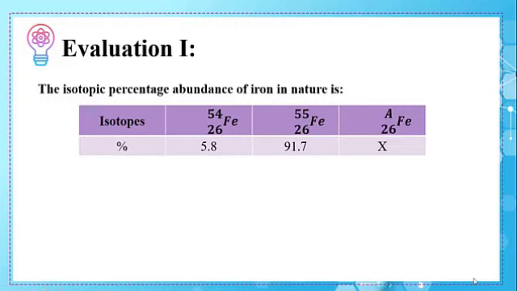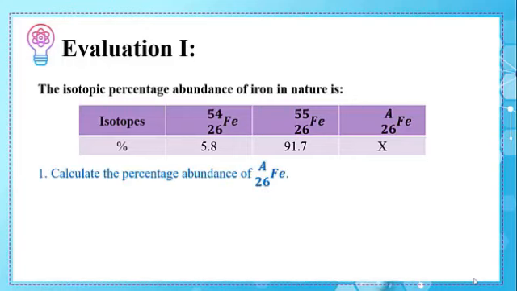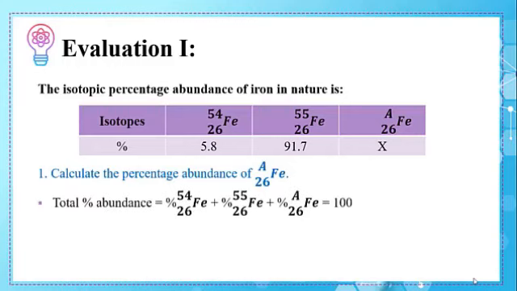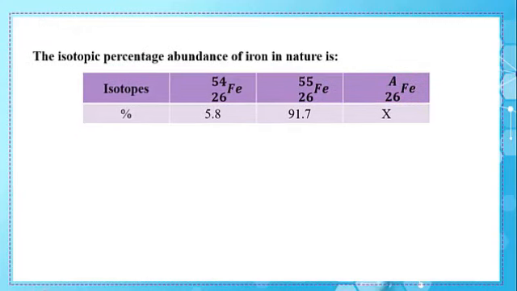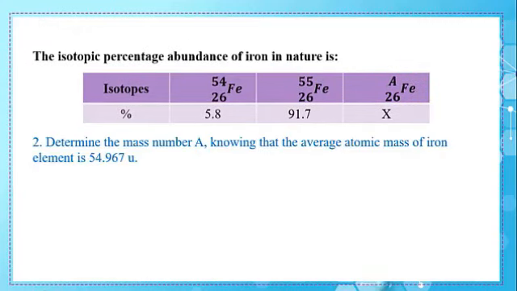Before closing, let's solve one more application. The isotopic percentage abundance of iron in nature is given in this table. Number 1. Calculate the percentage abundance of iron with unknown mass number. As you know that the sum of the percentages is equal to 100, substitute the percentages of the other isotopes. The value of X is equal to 2.5, which corresponds to the percentage abundance of the third isotope. Move to the second part.